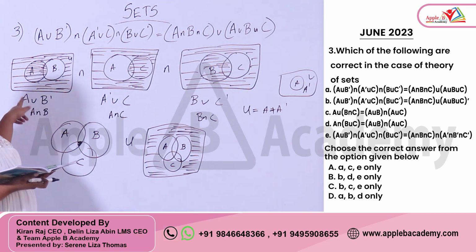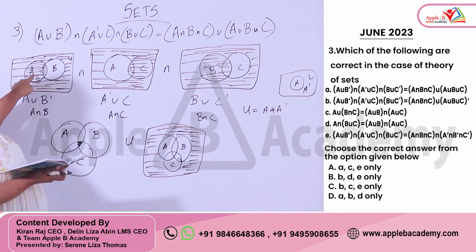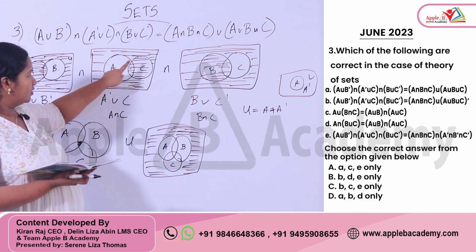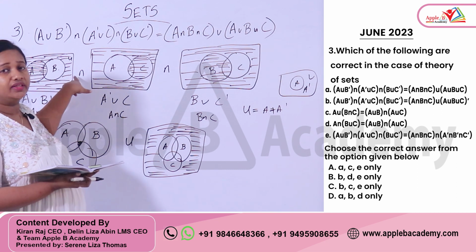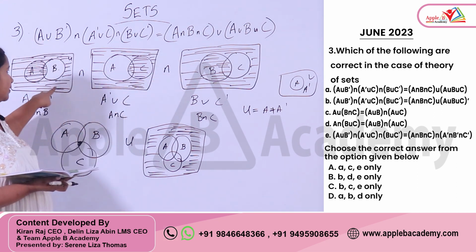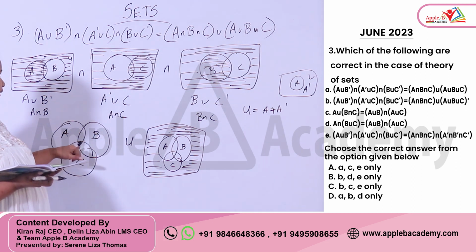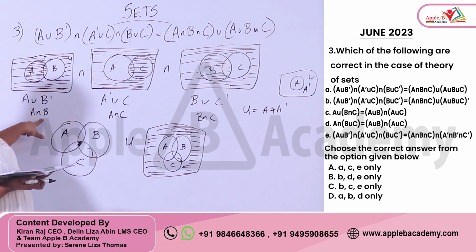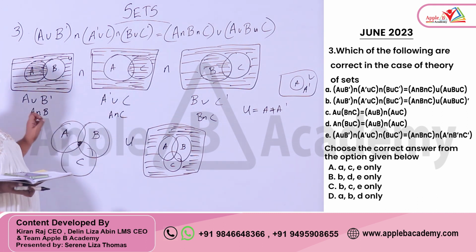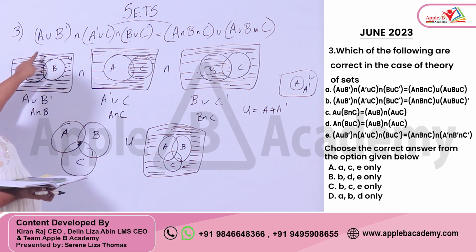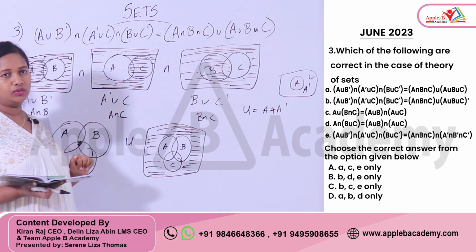The outside portion is common in these three sets, and also A intersection B intersection C. So this area is also common in these three sets. If you look at the Venn diagram, this A, B and C, the A intersection B intersection C, A intersection B, A intersection C, B intersection C. This area is common, and also this outside portion, that is the complement of these sets, is also common.